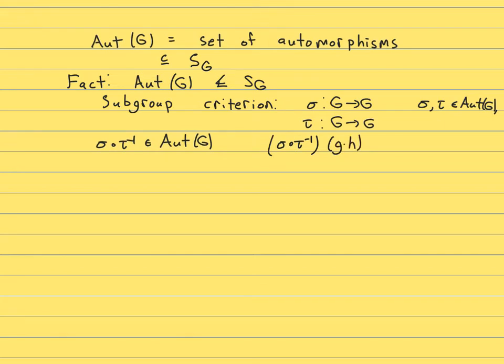Let's consider little g and little h to be two elements of G, and I just need to show what happens when I apply this function to this product. Well, then I get sigma of tau inverse of g times h. And now I get kind of stuck. I'd like to say that this is multiplicative, but it looks like that's going to take a separate proof. So let's hold off on that for now.